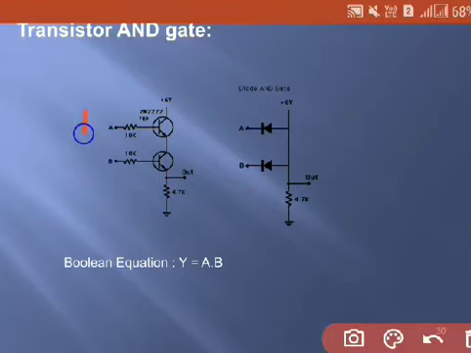And for only the 1 1 combination, output is connected to VCC, so that the output will be equal to 1, because both the transistors are in on state. On state means you can replace the transistors with closed switches. So this is the analysis of the transistor AND gate for different input combinations 0 0, 0 1, 1 0 and 1 1. And in a similar manner you can also analyze the circuit for the diode AND gate.